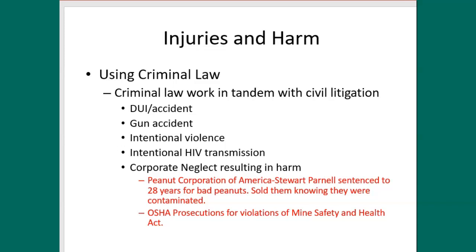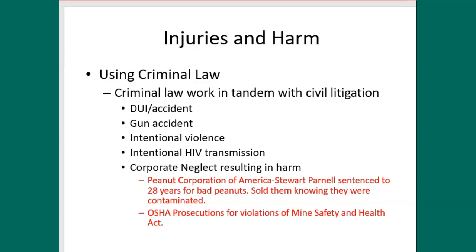And corporate neglect can result in criminal liability. So often we talk about putting a product in the stream of commerce. The product hurts someone, the person sues the company under a strict products liability theory, and the result is damages. And the result is compensatory and punitive damages. And that might be discouragement enough.